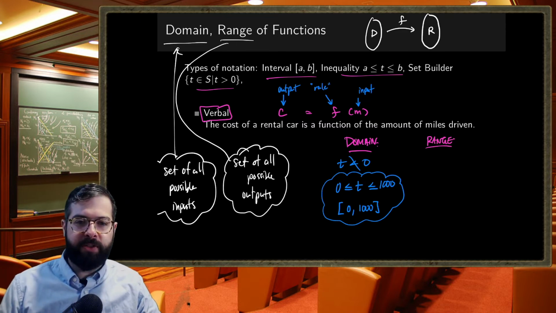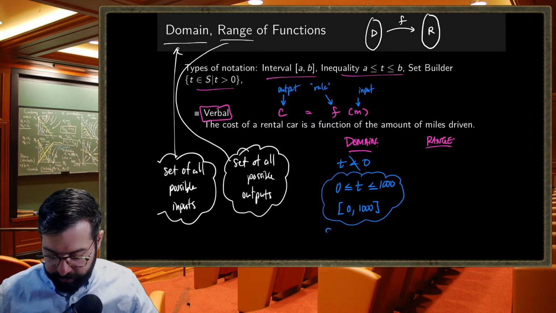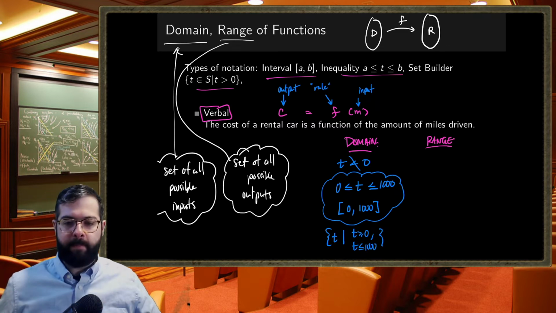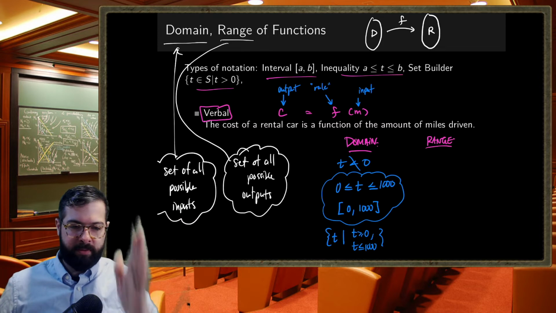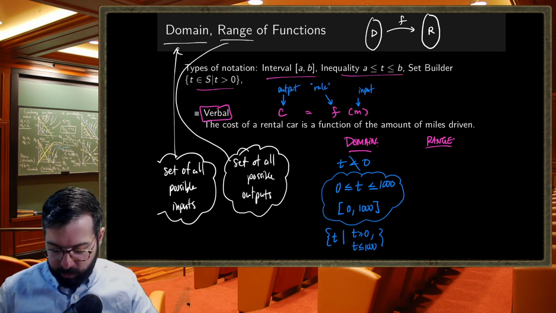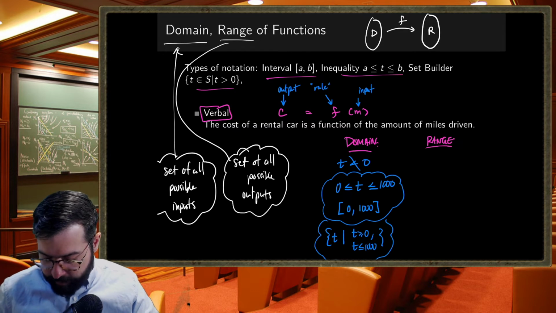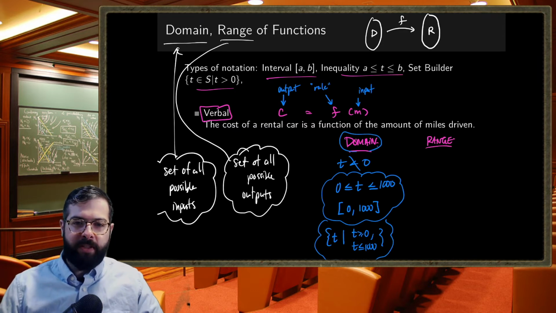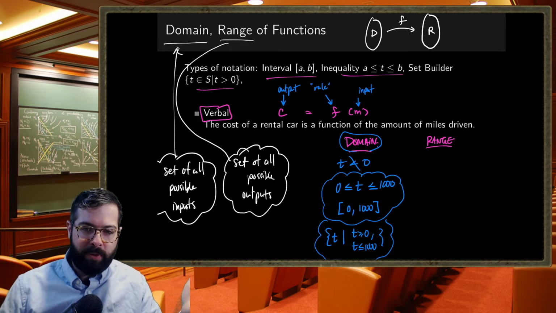And then there's also set builder notation, which you might see something like this. T, the set of t such that t is greater than 0, t is less than 1,000. It's usually a set of elements such that, and then these conditions are met on the other side. These things are all equivalent. Okay. So this is for the domain. Now for the range, what's allowed? That means the set of possible outputs.